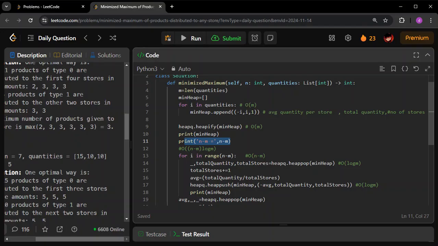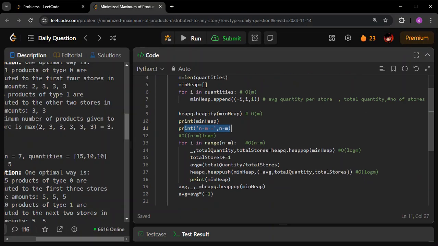See, this tells me how many stores are unassigned. So these many stores we have to assign. In the next step, I'm going to run an iteration for n minus m, so that each of the empty stores gets assigned some value.